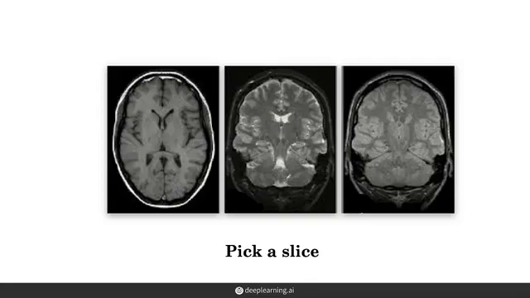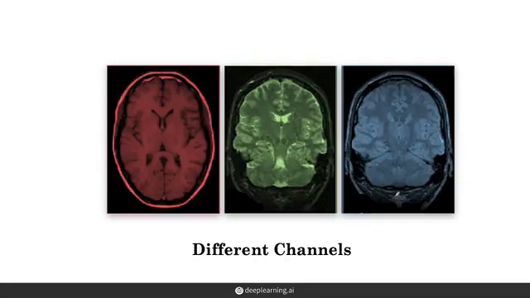To do so, let's pick a slice through the brain. This is a slice through the brain viewed on 3 different MRI sequences. The key idea that we will use to combine the information from different sequences is to treat them as different channels. We can say one of the channels is red, one is green, and one is a blue channel in the same way that we have 3 channels of an RGB image.